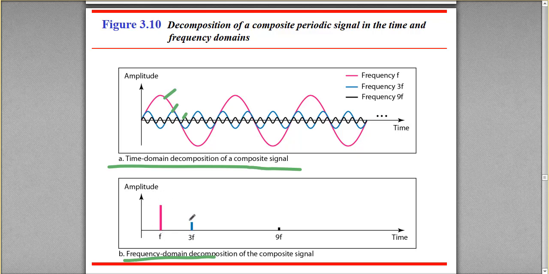The frequency of the next component sine wave in this case is 3 times f, that is, a frequency which is 3 times that of the fundamental frequency. Such a frequency is also called the third harmonic. Similarly, we have here the ninth harmonic as well. Since the composite signal here is periodic, the Fourier analysis of such a signal has resulted in component signals which have discrete frequencies.